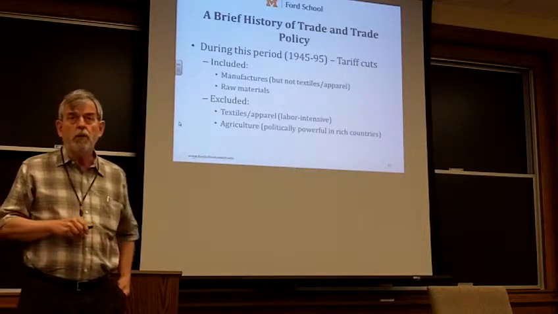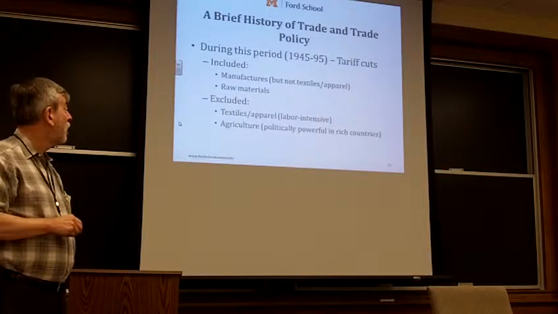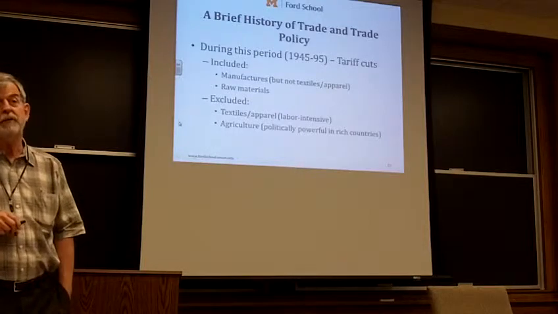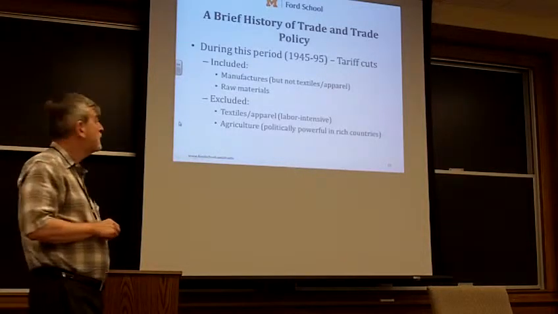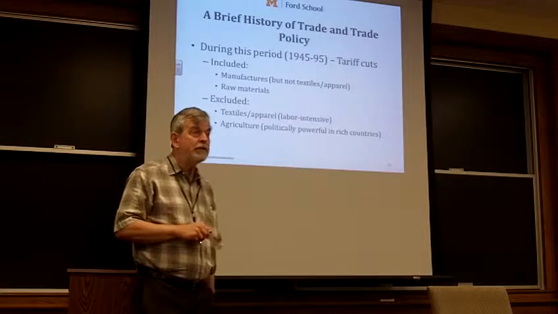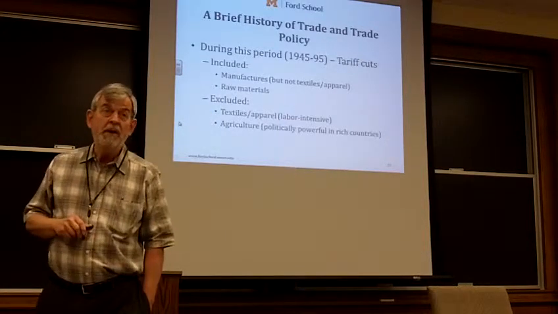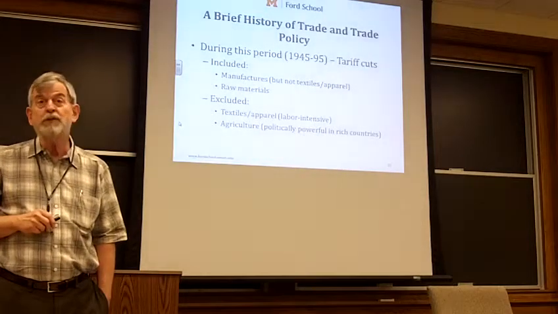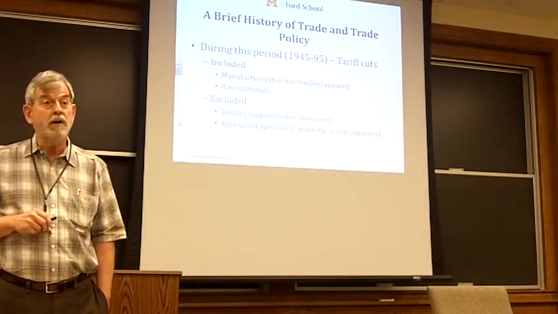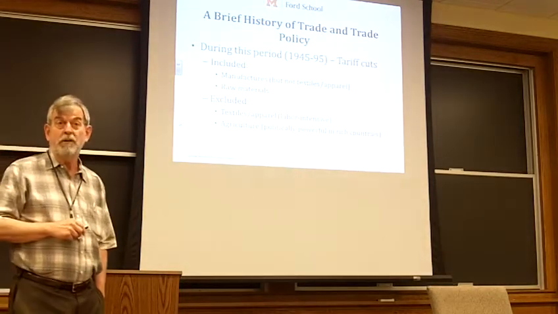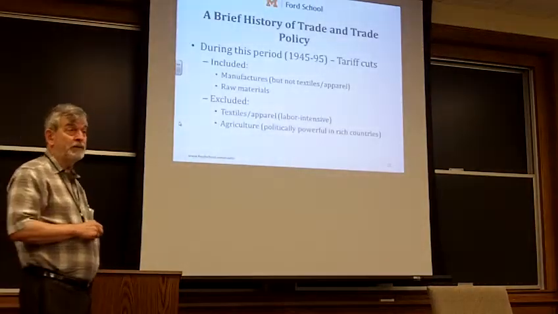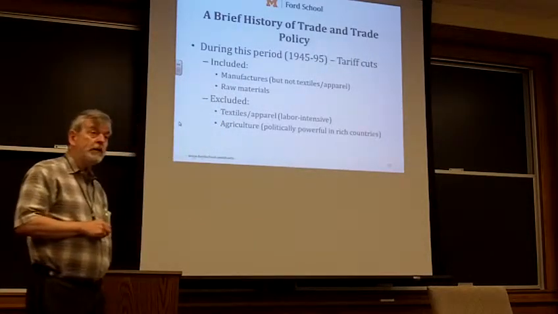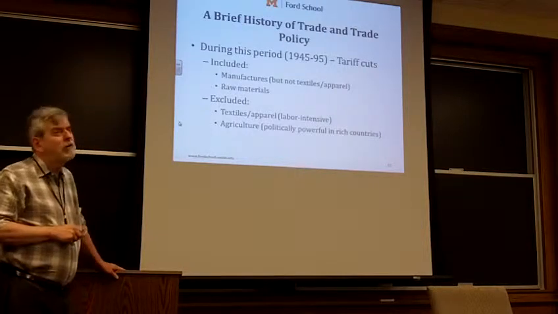The tariff cuts that were accomplished were primarily on the things of export interest to the developed countries, because they were the ones doing the negotiation. So they got reduced on most manufactures, but not on textiles and apparel, because it was already true early in this period that the textile and apparel industries of rich countries like the United States had shrunk enough. We certainly weren't exporting, and so instead we wanted to keep the tariffs high. So textiles and apparel continued to have high tariffs, and agriculture.